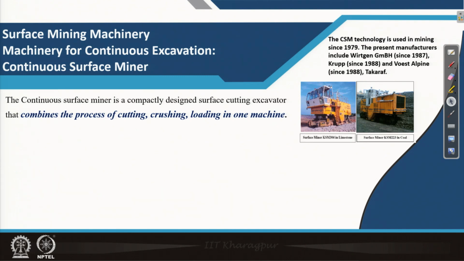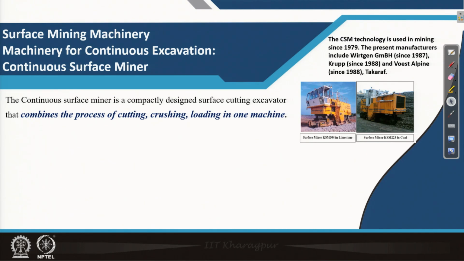in one machine. This machine was introduced in India, particularly in the limestone mining sector, in the late 80s, early 90s, but in the coal mining sector it was introduced after 1997-98, and this machine has come out to be one of the most productive machines because of its many advantages.